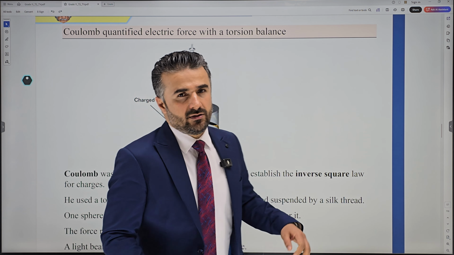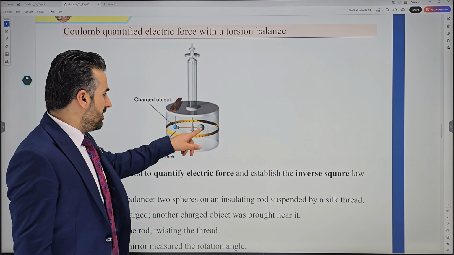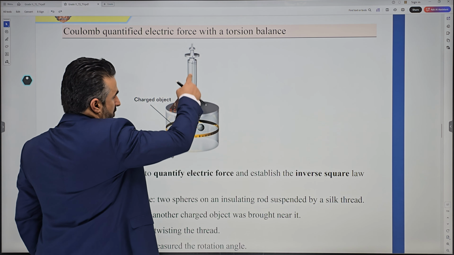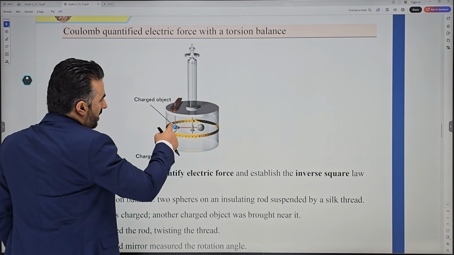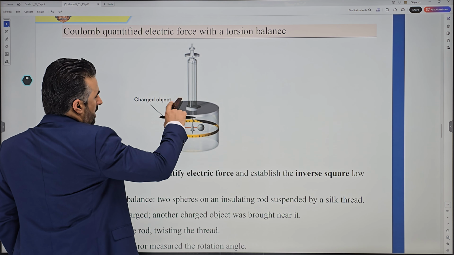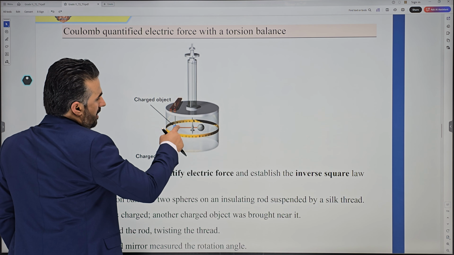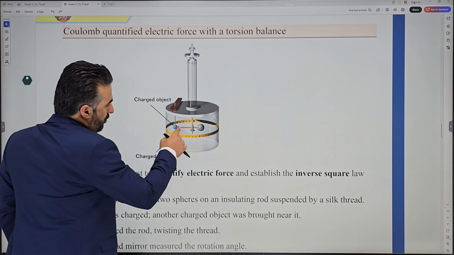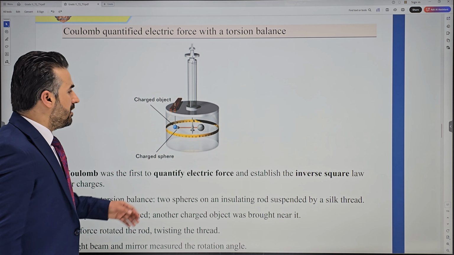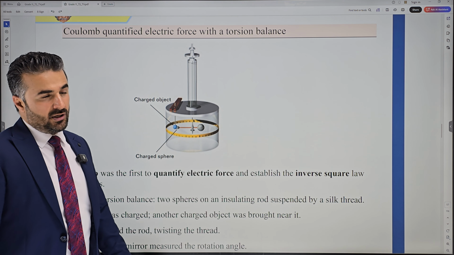So what exactly did he do? He used this balance to measure the force between the two charges. What is this balance made of? It is made of two spheres on an insulator material, separated by an insulator. As you can see here, this sphere is charged, and then the other object takes some charge, and of course the two are going to repel one another. By knowing how much it deflects, the angle of deflection, he could use this method to measure the force between two electrical charges.